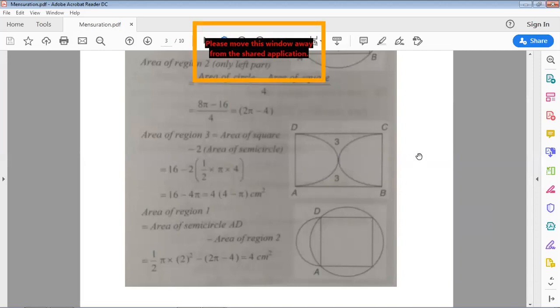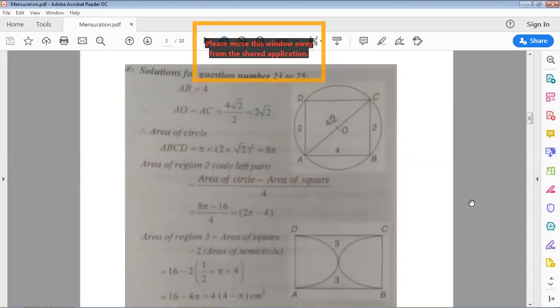Okay, so from which part do you want me to explain again? Region 2? Okay, then I will explain again.